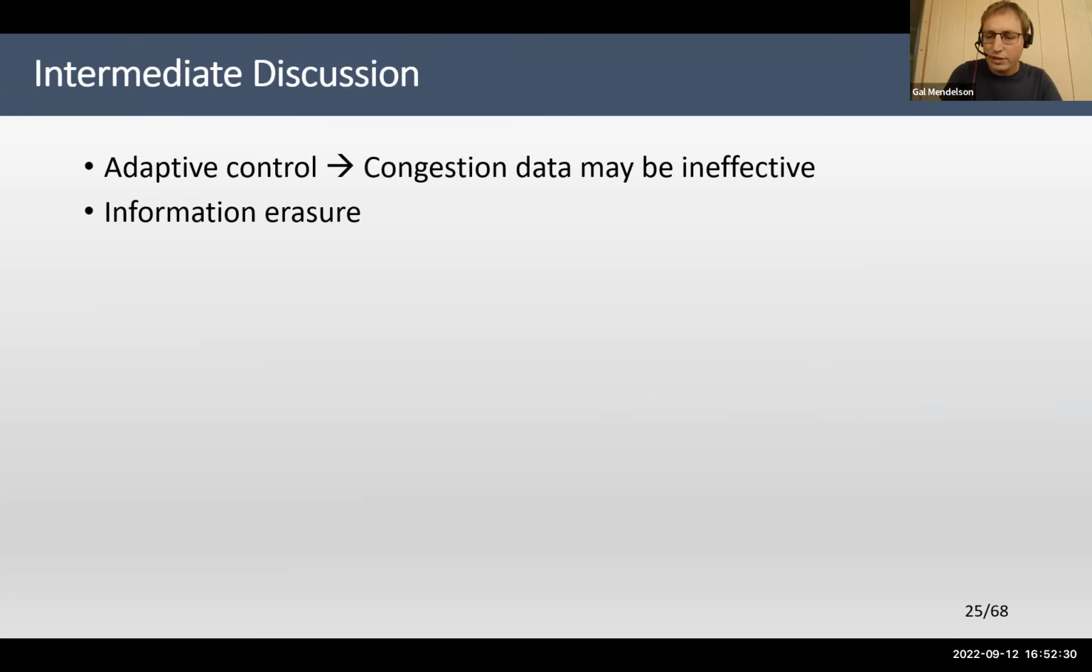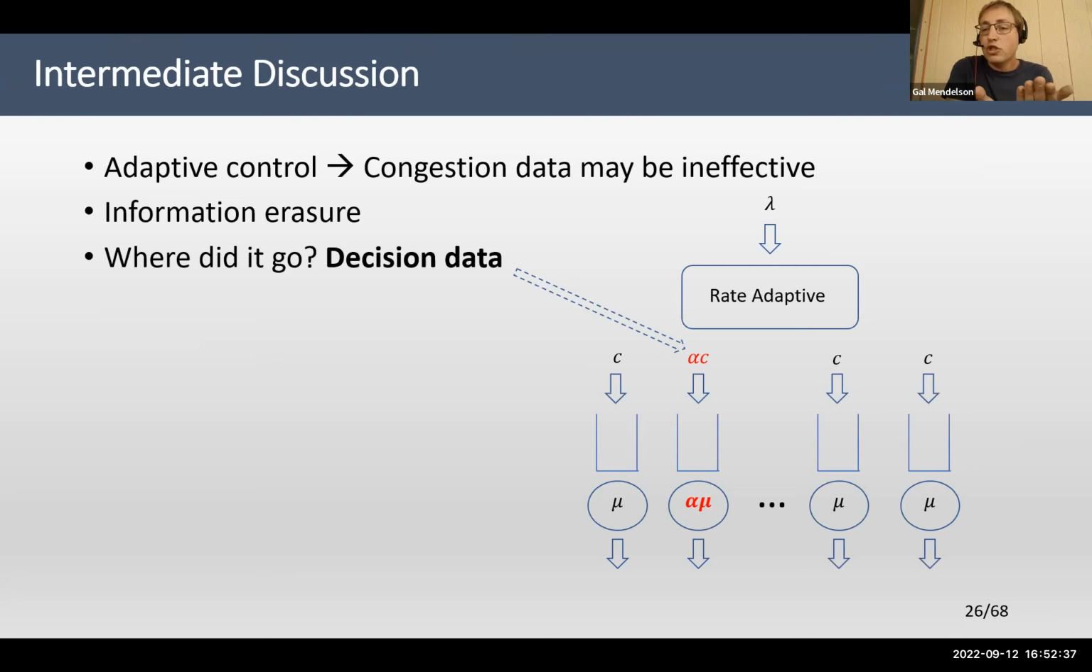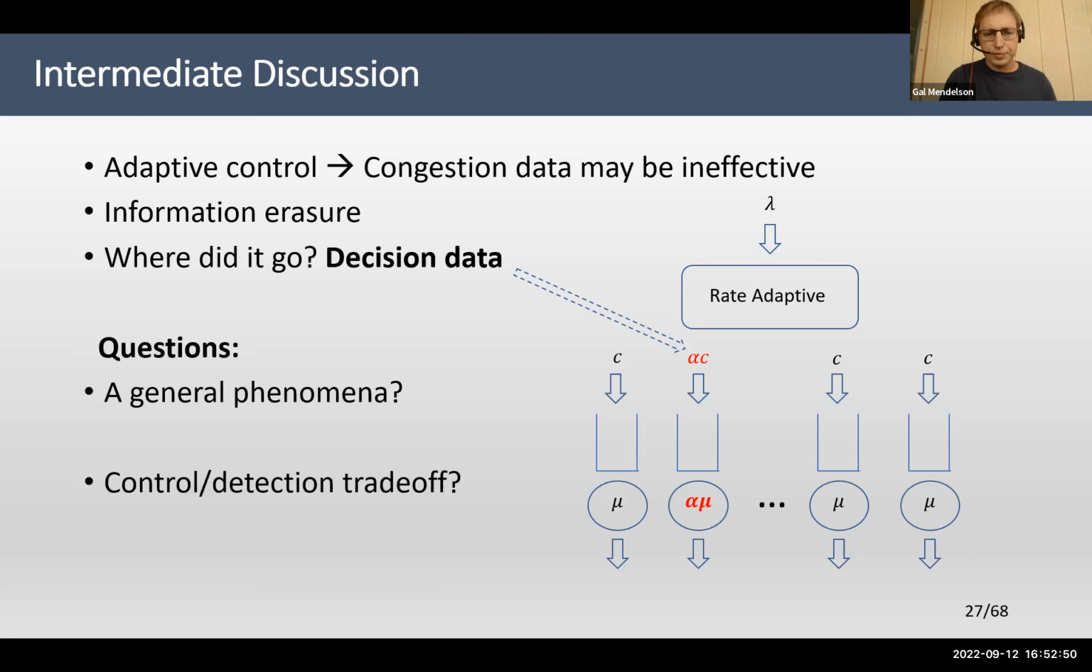It went to decision data, because the decision frequency for each server changed, corresponding to the change of the service rate. Okay, so this also already gives us a template of what we are looking for in terms of the interplay between control and statistical analysis. But to be fair, there are questions here. First of all, is this a general phenomenon, meaning outside of this toy example? Second question is whether or not there is a trade-off between control and detection. Should I give up optimizing for performance in my adaptive control to make detection better, or vice versa?